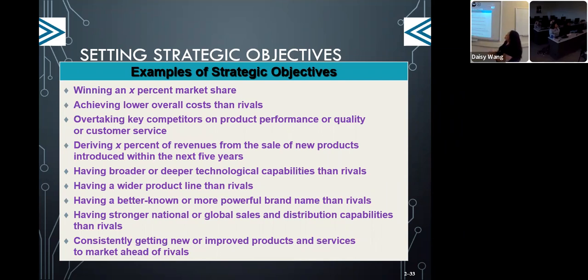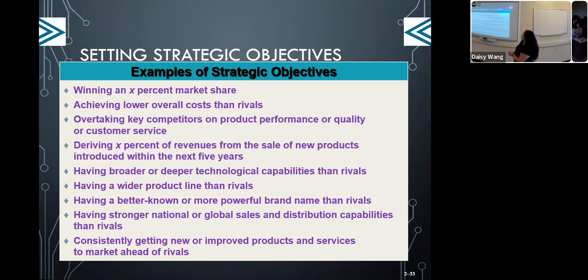Overtaking the key competitor on certain product performance or quality or customer service. Have a broader technology capability, have a wider product line than your rivals. All this information you actually can see for the BHG game. You guys know where to see it now? If not, we can talk about it later. And then you have a more powerful brand name, stronger national or global sales than your rivals. And then you consistently get new or improved products and services to market ahead of rivals.